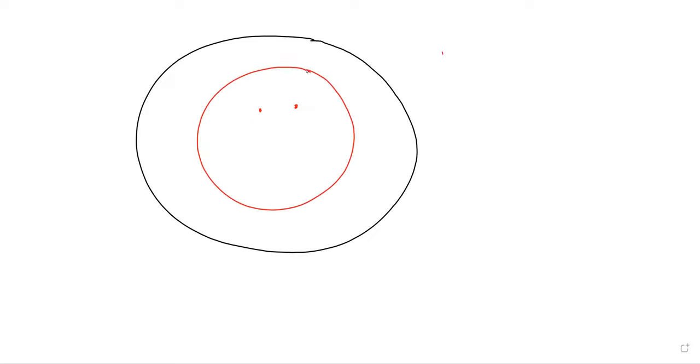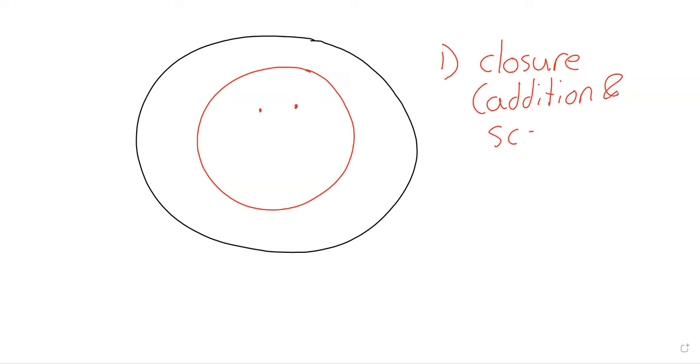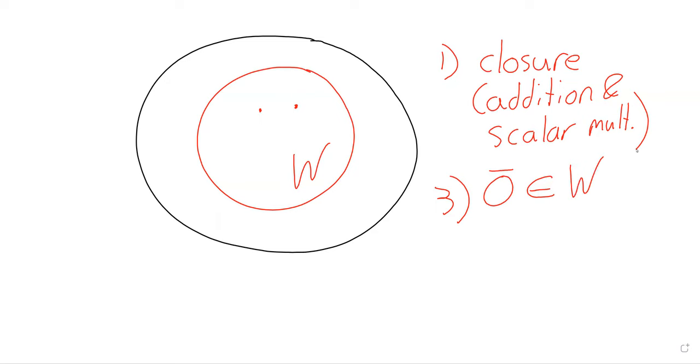We said that for a subset of a vector space to be a vector space, it needs two properties or three properties, depending on, I guess, how you number them. It needs closure properties, closure under addition and scalar multiplication, and zero. Let's call this subspace W. W has to include zero, the zero vector.